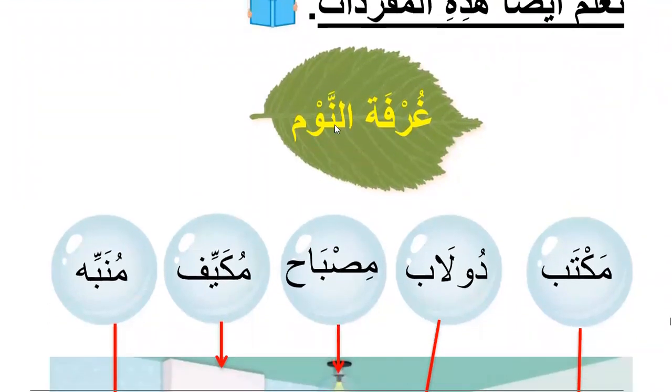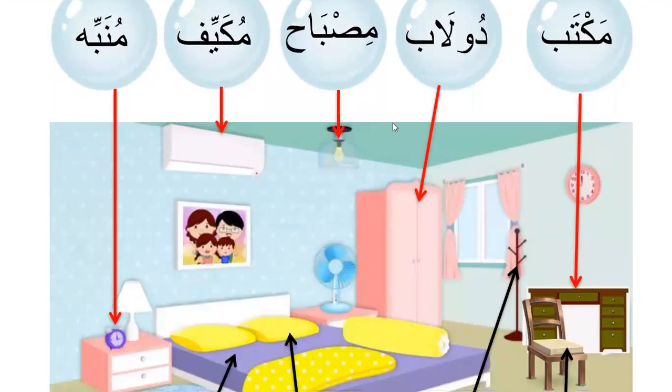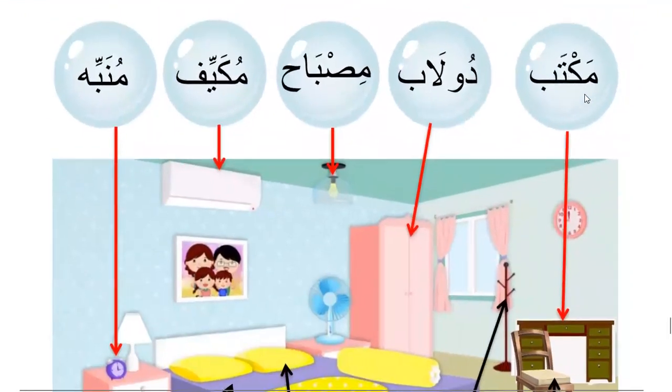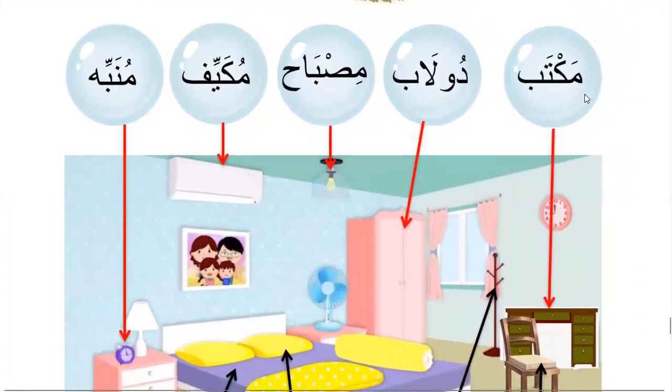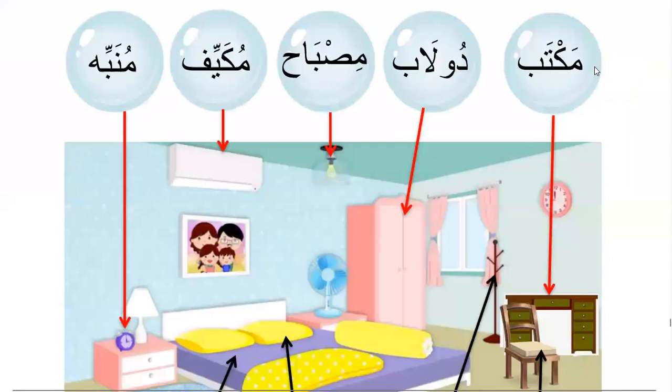Mr. Ryan, what is Ghurfatun Naum? Good morning. Bedroom. Ghurfatun Naum means? Bedroom. Yes. Bedroom. Next. Maktab. Table. Good. Dulab. Cupboard. Misbah. Light. Bulb. Okay.